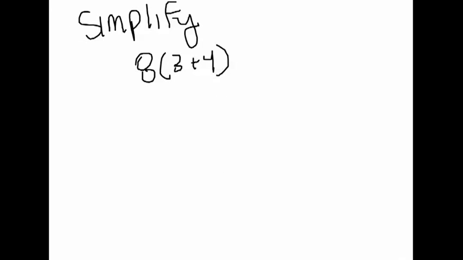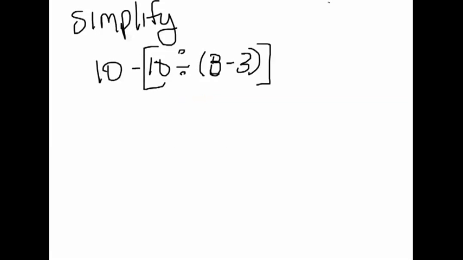Alright, what if I have simplify 8 times (3 plus 4)? So the first thing I want to do is look and see, do I have any parentheses? Well, I do. I have parentheses around the 3 plus 4, so I want to take care of that first. So I'm going to bring down my 8. I am going to bring down those parentheses, mostly just as kind of a placeholder. And 3 plus 4 is 7. So now what do I have? I have 8 parentheses 7. Well, if you remember, that really means multiplication. So 8 times 7 is 56.